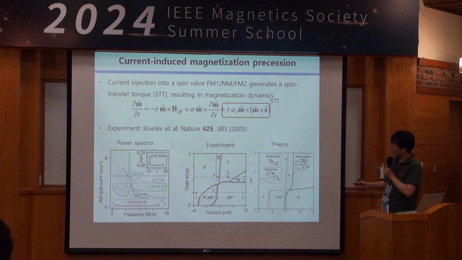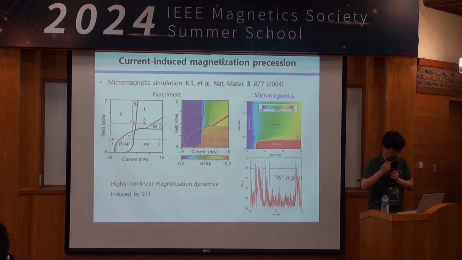And they also compare this experimental phase diagram to the macrospin theory based on this equation. And yeah, the quantitative difference is okay. However, they couldn't observe this weird region here, and also there are some differences in the details.